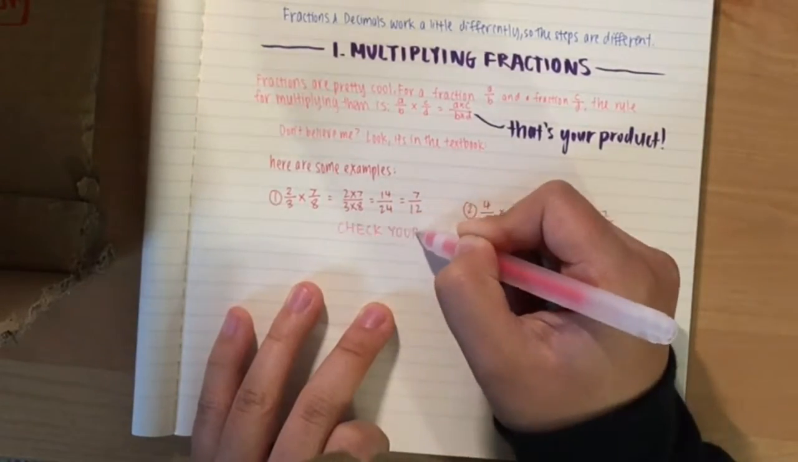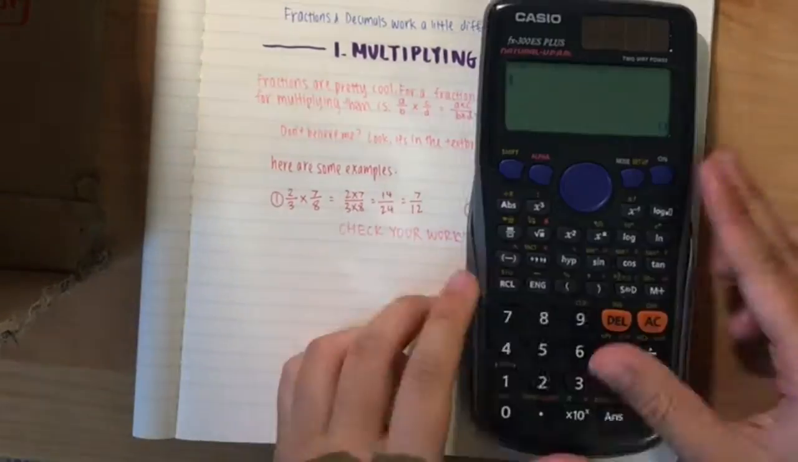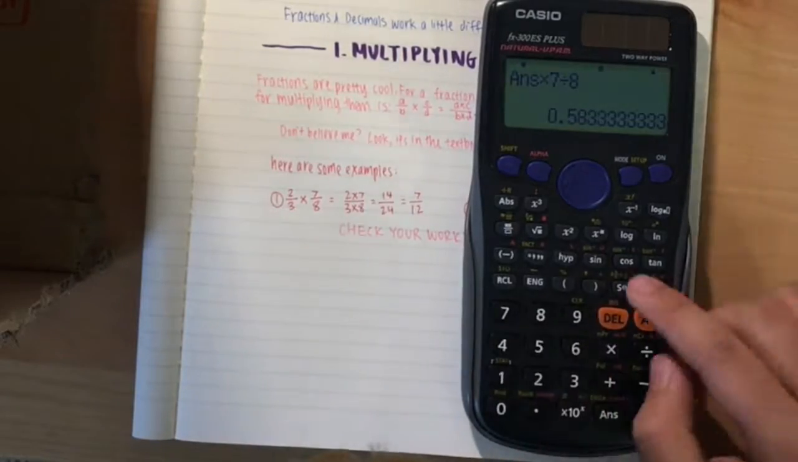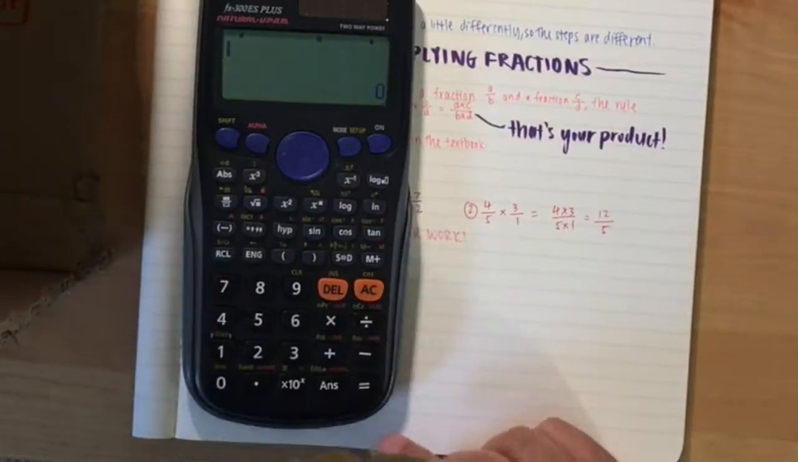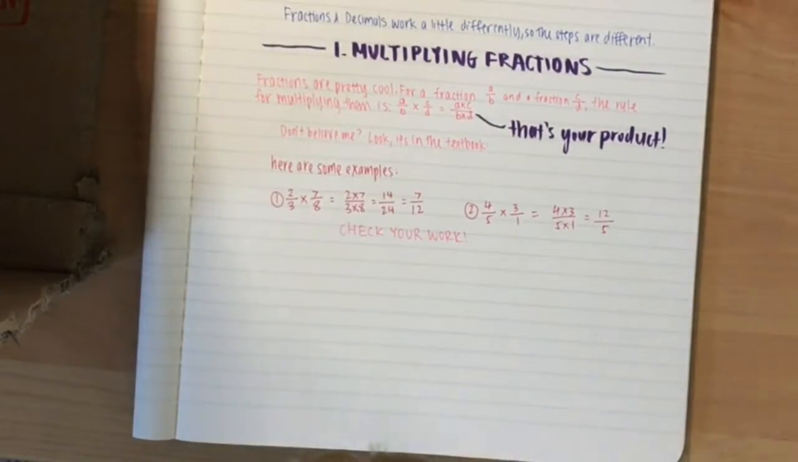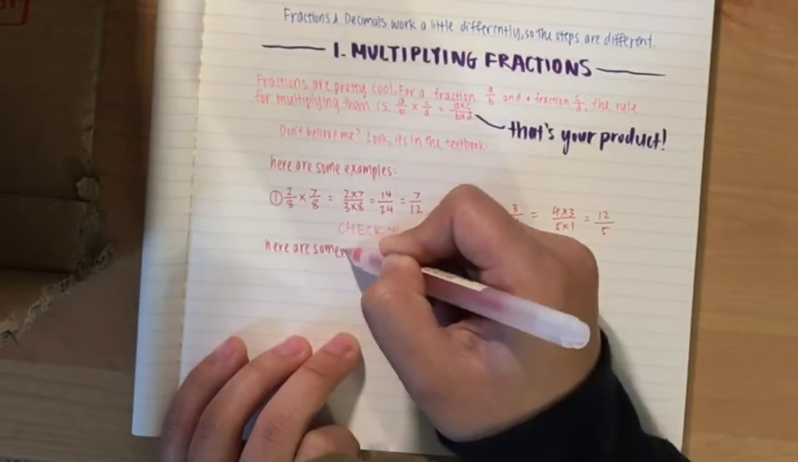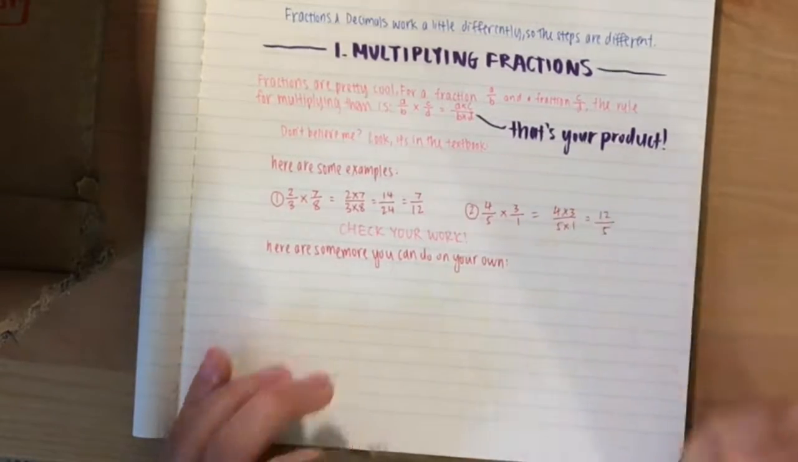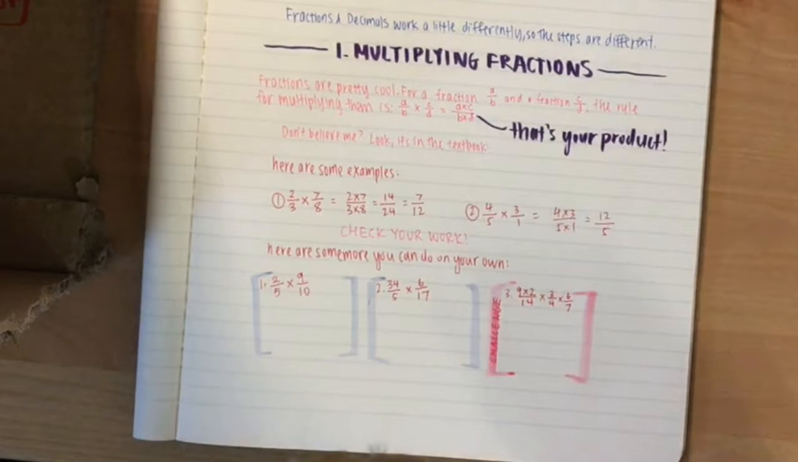Alright, so we also need to remember to check our work. Now the easiest way to check your work is with a calculator. If you don't have a calculator handy, you can always just go back and do your work a second time without looking at your first steps. So here are three other questions that you can do on your own. Pause the screen in order to access those questions. Okay, moving on to part 2.